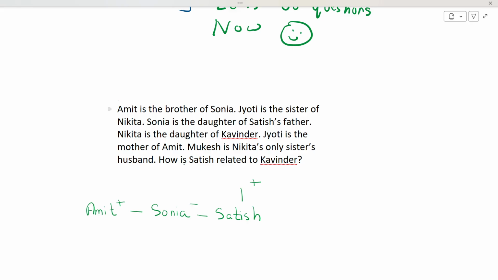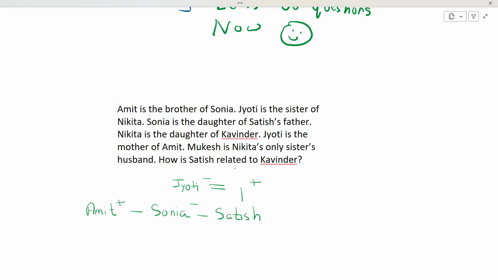Okay. Nikita is the daughter of Kavinder. We don't know yet where to fit Nikita and Kavinder. Jyoti is the mother of Amit. Now right now we can see the relation that Sonia is the daughter of this person. Sonia is the sister of Amit. So technically Amit, Sonia, Satish, ये तीनों के तीनों siblings हुए and ये तीनों इस plus sign के बच्चे हुए. So that means अगर मैं यहाँ पे एक डबल बॉन्ड करके लिखा दूँ Jyoti is the mother of Amit, that means Jyoti is the mother of Amit.